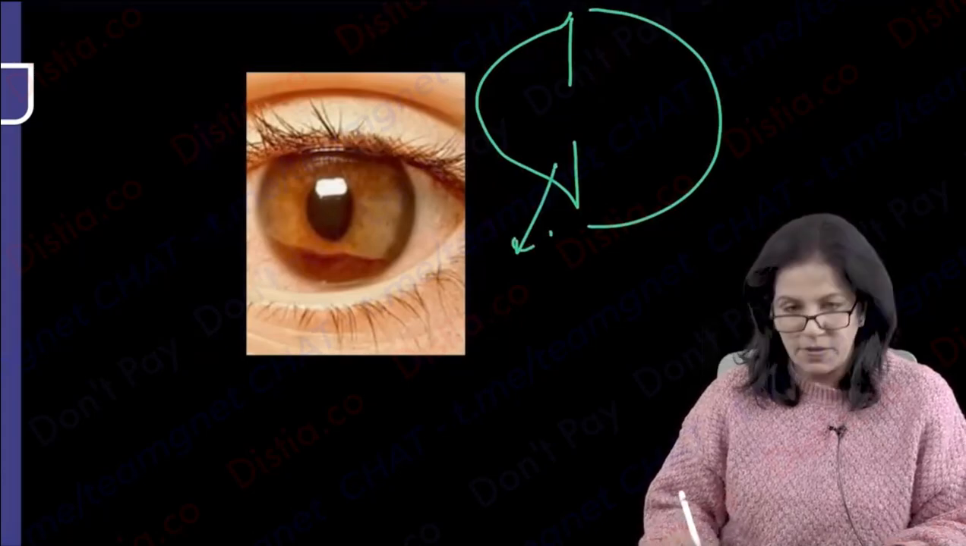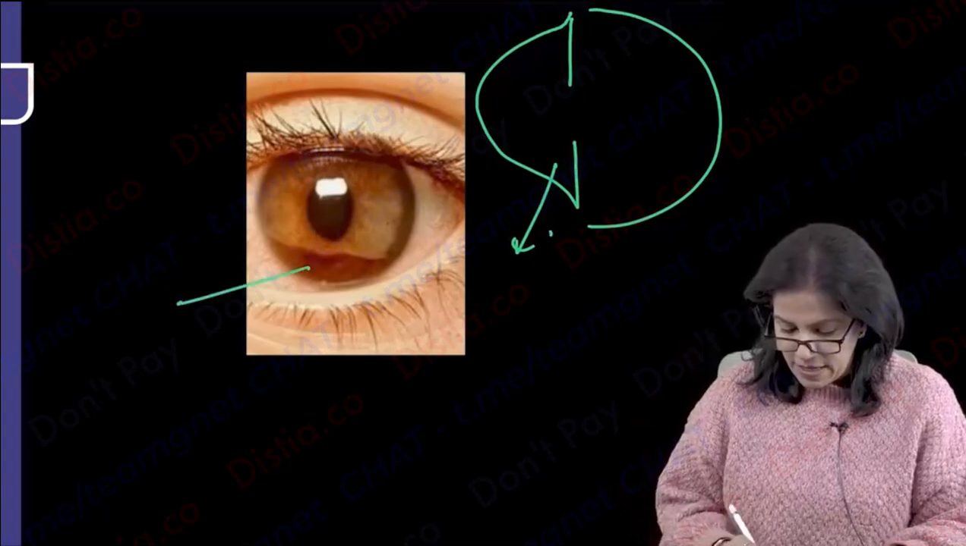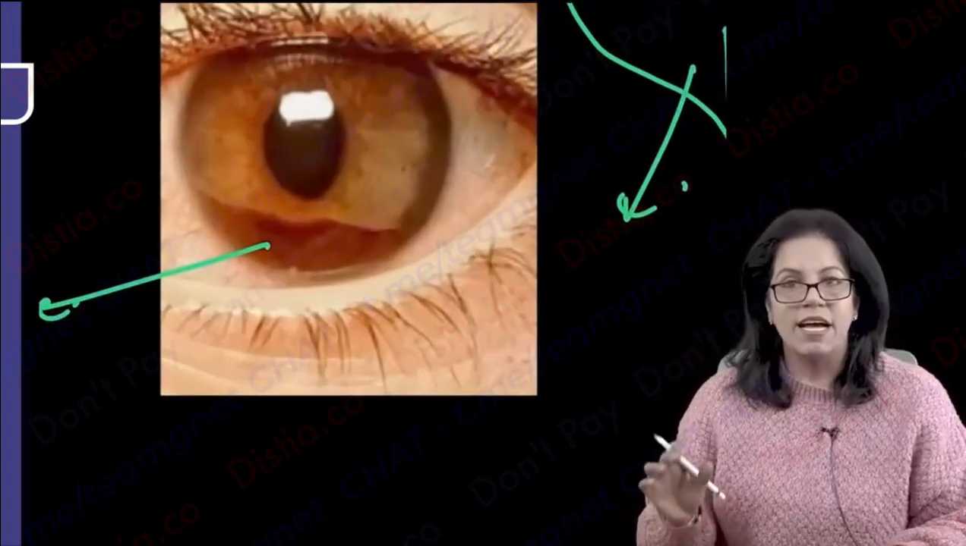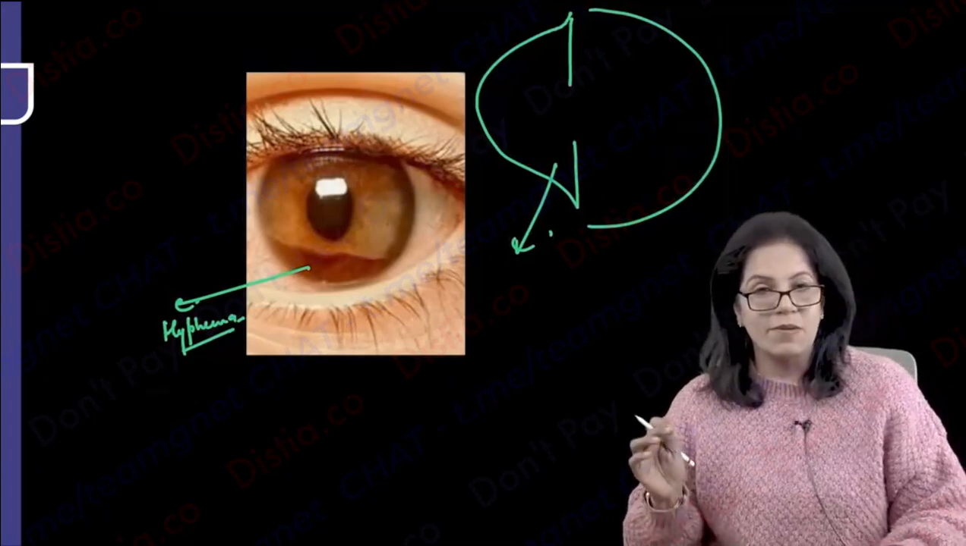Next feature: I am writing afresh, but you can put it on the same diagram, in the anterior chamber. What are you getting? What is this? Blood in the anterior chamber. What do you call that? Hyphema. So this is your hyphema. These are all the possibilities after blunt trauma.